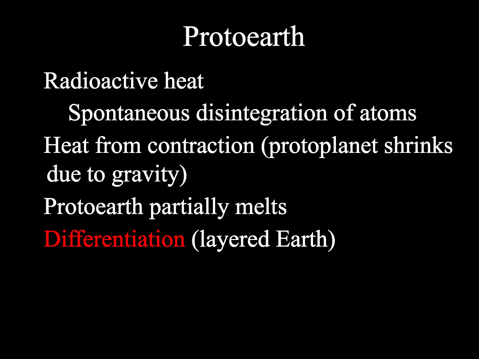Early Earth was hot, not just because of all the objects colliding with it, but also due to radioactive heating. As radioactive atoms break down into smaller atoms, they release heat. Additional heat is generated as gravity crushes the planet down. All of this heat causes the planet to begin melting, which leads to the process of differentiation we talked about in the last lecture. Make sure you understand the processes of accretion and differentiation.